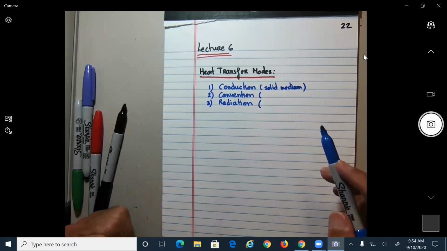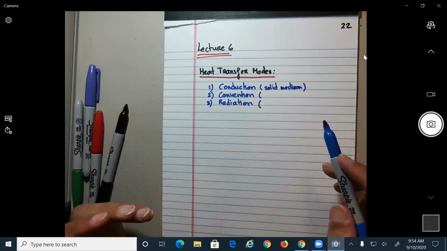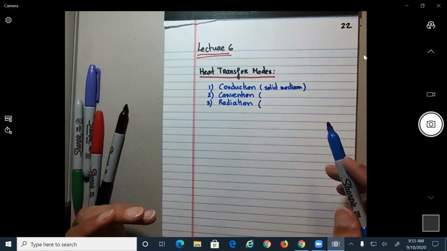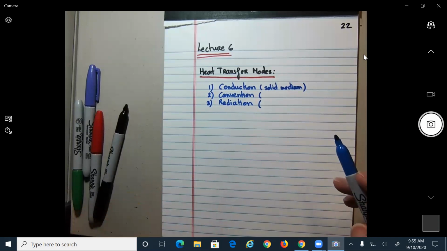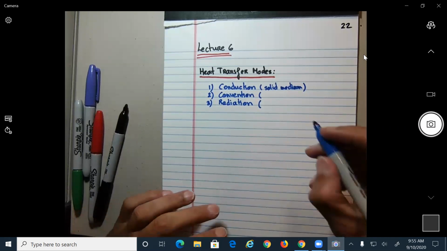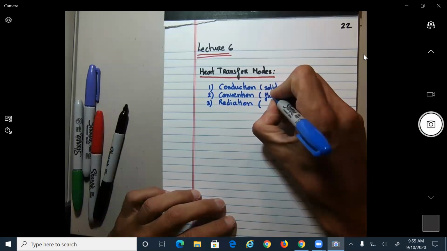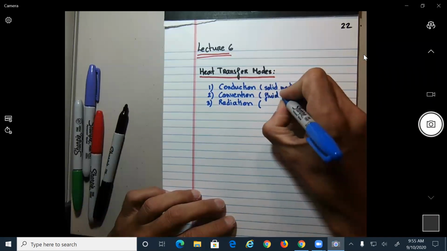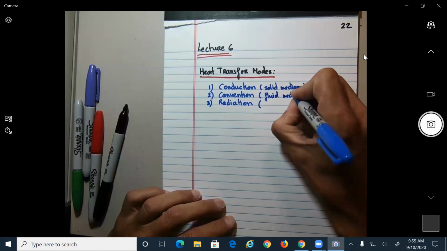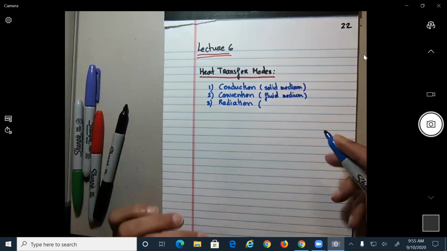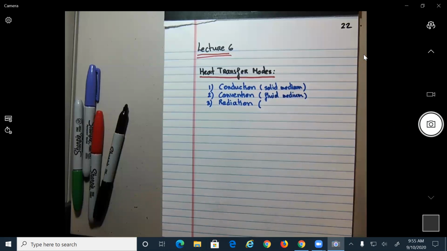What is a convection oven? It's basically a normal oven, but what do they add to it? Just a fan, no? So that the air can move the heat around the oven. So it's more related to a fluid medium. Okay, or it can be water, all right?